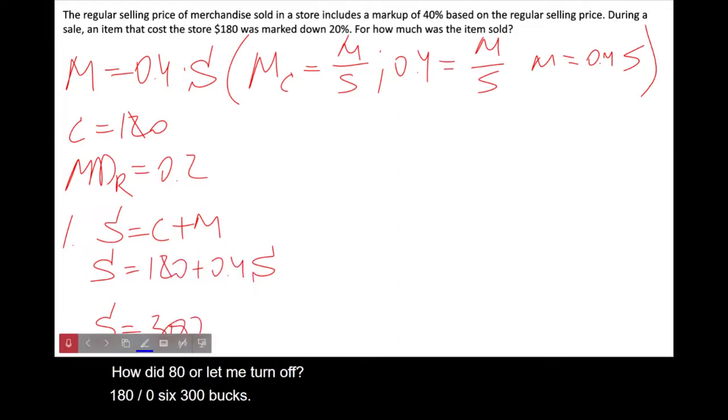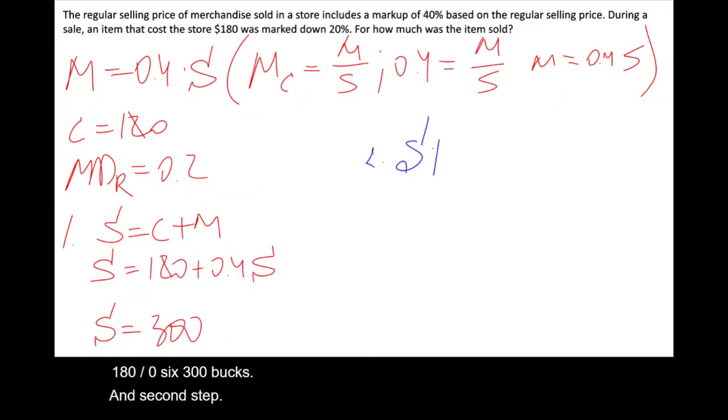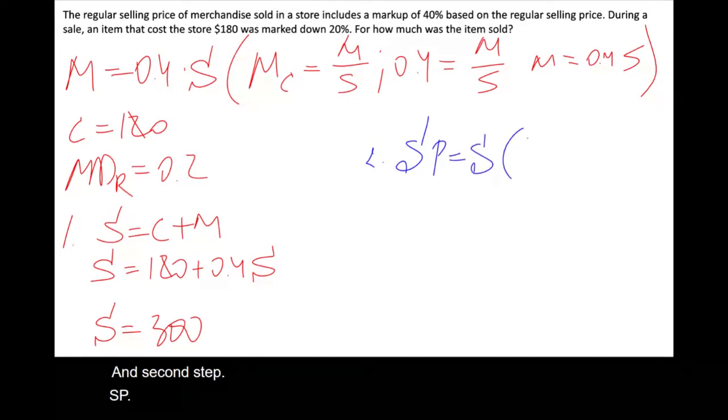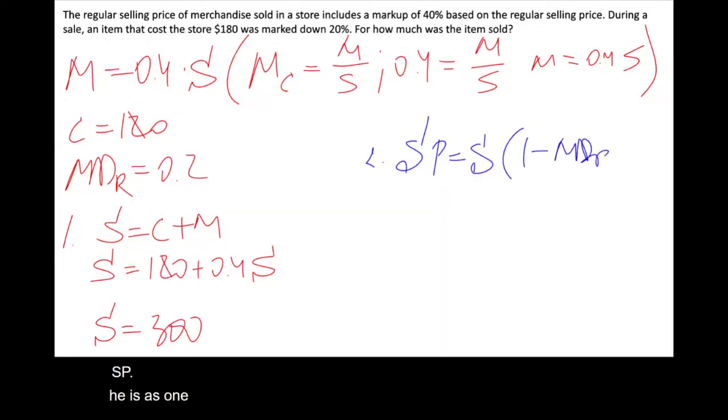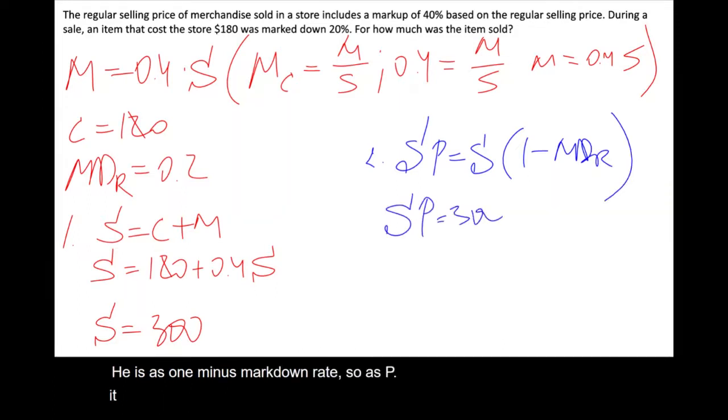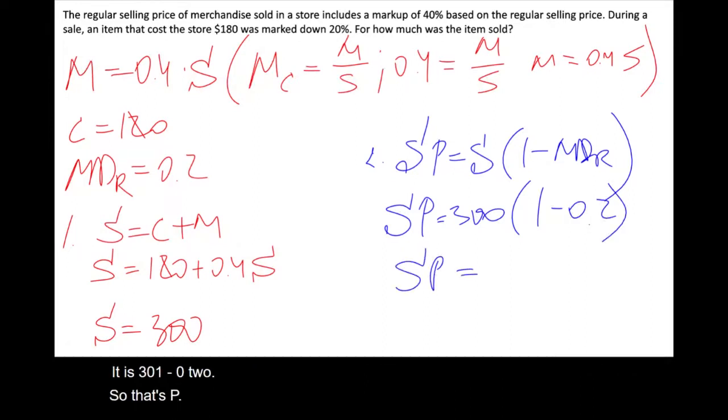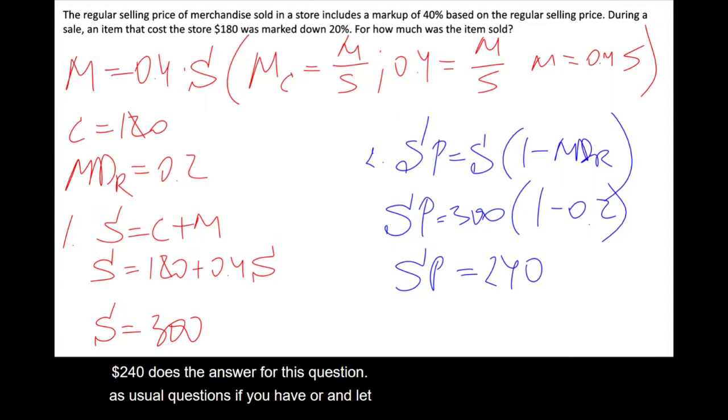And second step, SP is S times (1 minus markdown rate). So SP is 300 times (1 minus 0.2). So SP is what? $240. That's the answer for this question. As usual, questions if you have, and let me know when you're ready to continue.